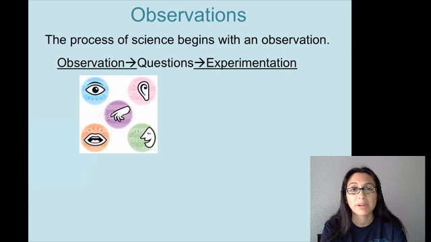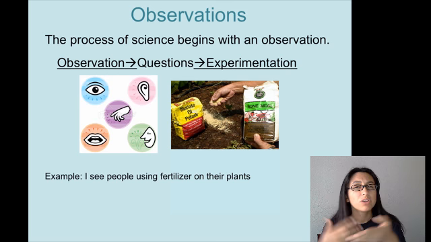So in this case, it's the classic fertilizer example. So I see people using fertilizer on their plants. So that's an observation. You're using your senses, your sense of sight. You notice something happening. Wow, people are using fertilizer on their plants. That is going to lead you to a question next.